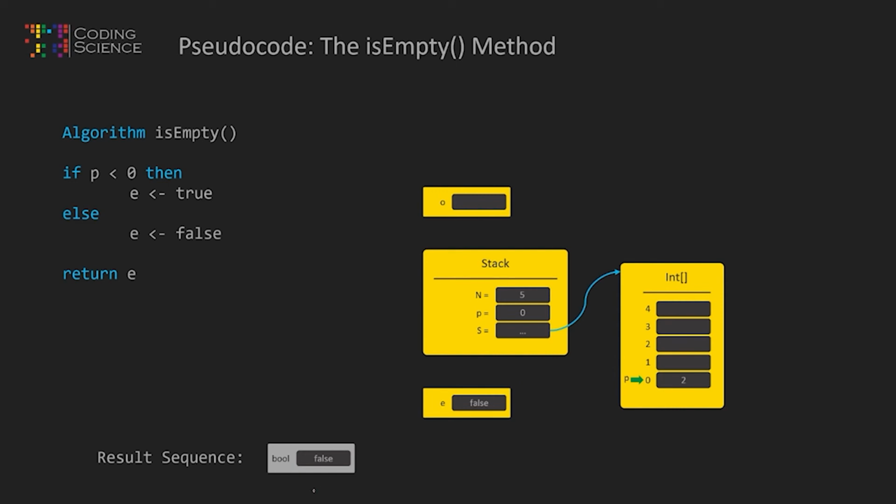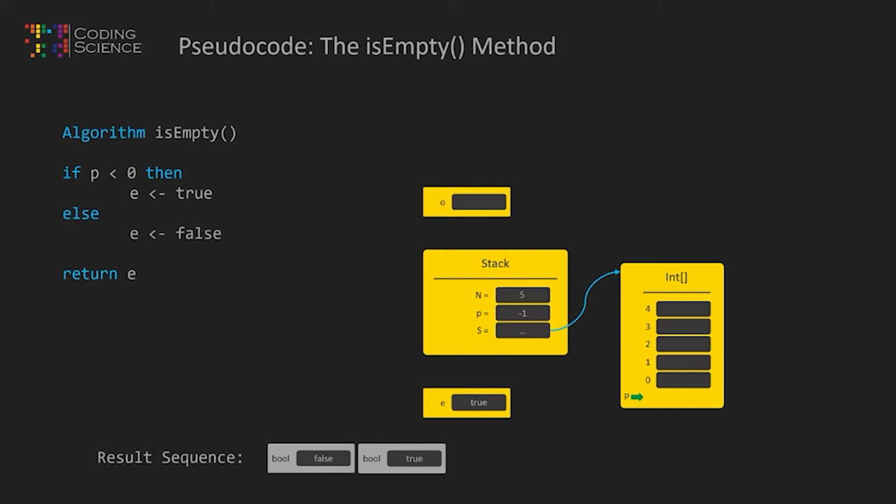Okay. But now, what if we are in this situation where the stack is empty and p is equal to -1? Then suddenly the if here becomes true. And then we will come to that point where e will be filled with the value true, and we will return a true value. Very simple algorithm. It allows you to know if your stack is empty or not using p.